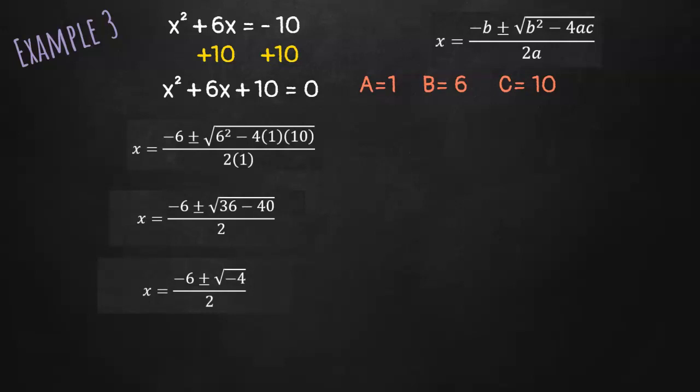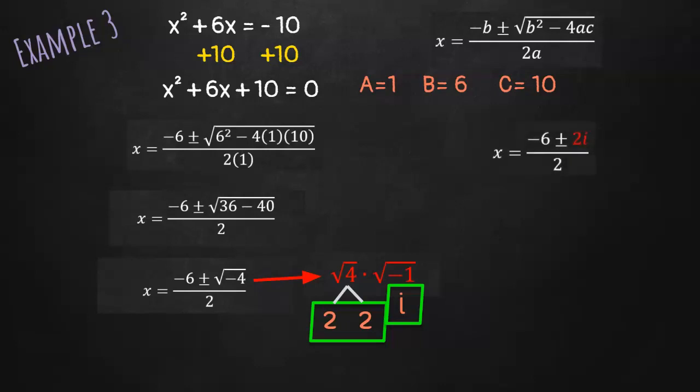Now again, I can't take the square root of a negative number, so let's rewrite. That square root of a negative 1 is where we're also going to get our i. 4 is a perfect square. So as I rewrite, I will put the 2i in place of that square root of negative 4. Now you can simplify that fraction. Negative 6 and 2 and the 2 in the denominator are all divisible by the same number. So if I divide everything by 2, I get negative 3 plus or minus i.